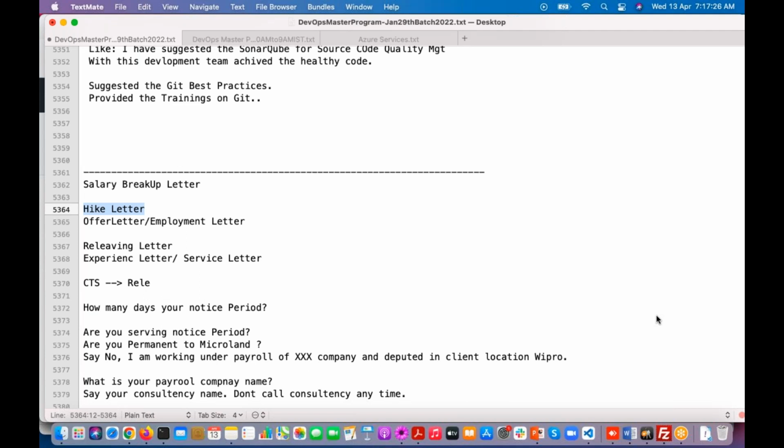Vijay Kumar is asking, in background verification, how many times do they usually verify? So Vijay, sometimes they do it only one time, or some companies do it after 6 months or 1 year also.